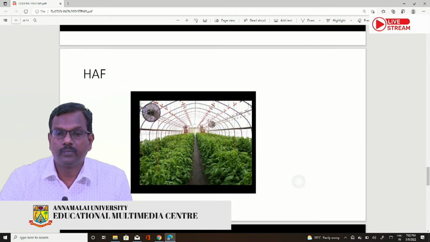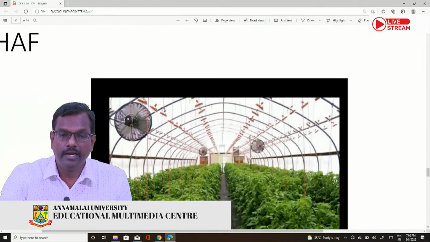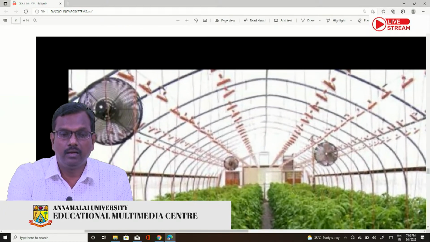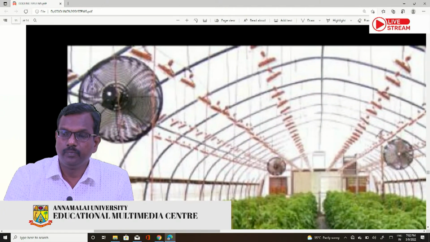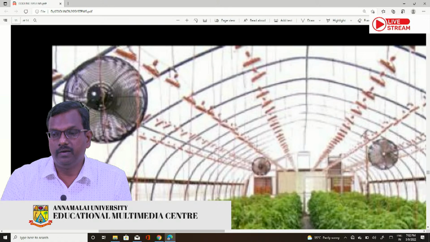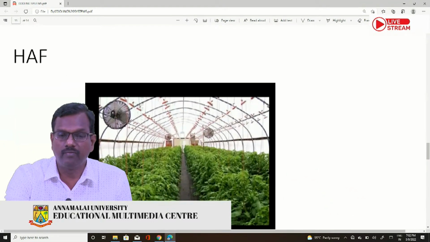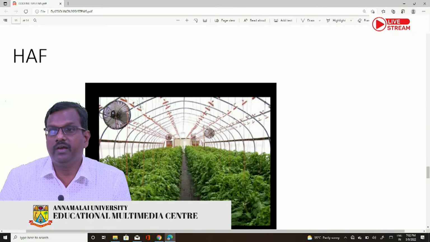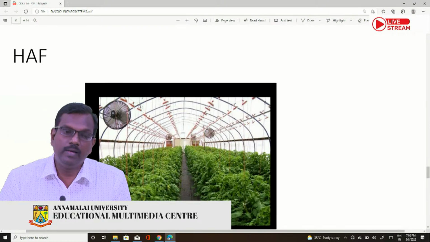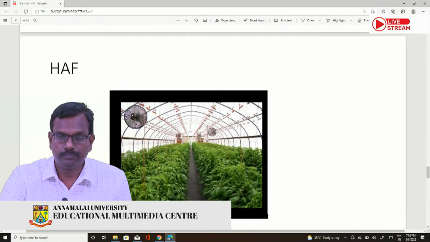The next one is the horizontal airflow fans, in which we fix the fan horizontally. You can see in our greenhouse the fans are fixed horizontally. These fans are fixed inside the greenhouse at about every 15 meters, so one fan for every 15 meters, or depending upon the capacity of the fan or its motor. Whenever you keep this HAF, that is the horizontal airflow fan, we achieve horizontal airflow cooling. The air inside the greenhouse will be cooled.